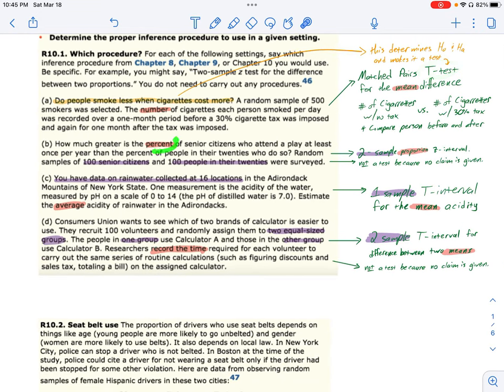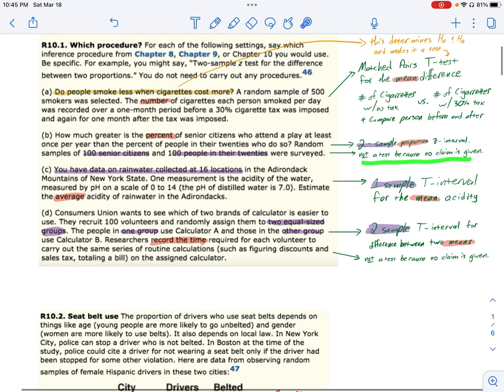B, so percent stood out to me right away. Percent of senior citizens who attend a play. And so percents are as proportions, okay? And then they're comparing senior citizens versus people in their 20s. So you have two samples, two groups. And it is an interval because there's no claim that we're testing. It just says how much greater is the percent of senior citizens versus people in their 20s. So it's not a test because there's no claim.